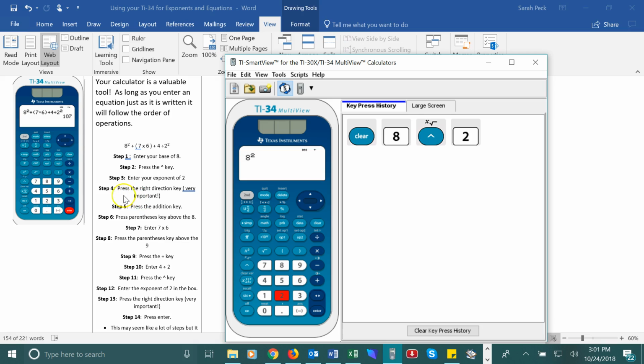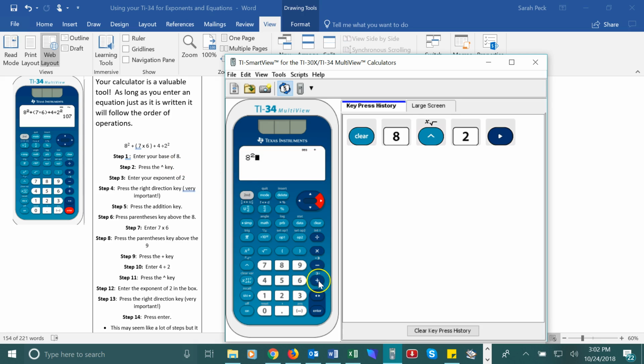Now we're on step 4 already, and this step is super important. This is that right direction arrow. Really important you press this key when we're entering an equation. This tells the calculator you're done entering your exponent, and now we can continue. We're going to press the addition key. Really important to keep your eye on the equation. You don't want to miss any operation keys, because that will alter your answer.